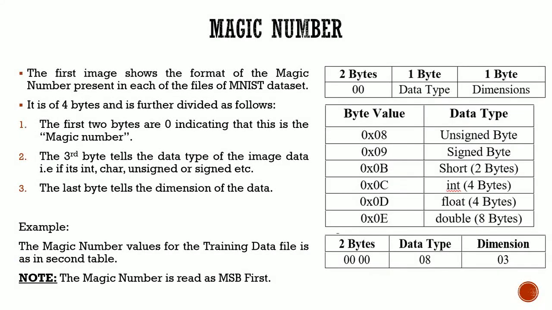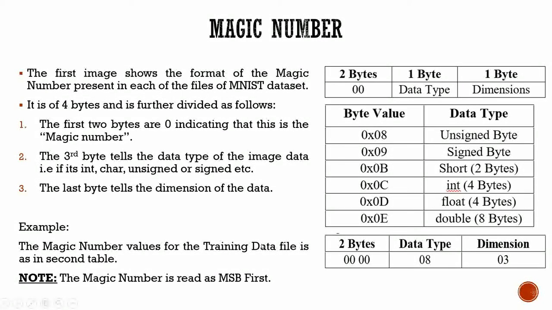So what's the magic number? The first table shows you the format of the magic number. It is basically 4 bytes of data. First 2 bytes are zeros, that denotes that it's a magic number. The third byte is the data type. Data type can be anything like unsigned byte, signed byte, short, integer type, float, double, and corresponding values for that. And then the last byte is the dimensions, whether it's a 2D matrix, 3D matrix, or anything.